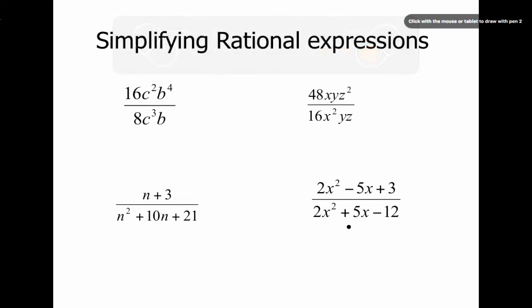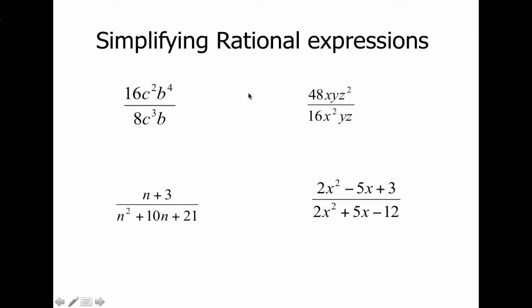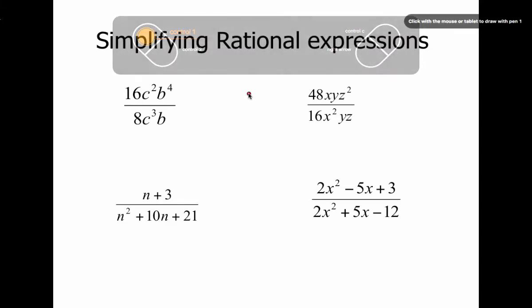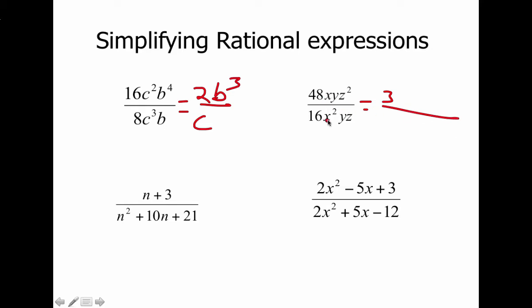Okay, let's just do a couple of these. If we look at the top now, 16 over 8, that's going to be a 2 on top. C squared on top, C cubed on the bottom, so a C on the bottom. 4 b's on top, 1 b on the bottom, I end up with 3 b's on top. This guy over here, 48 over 16, that's 3 on top. X and x squared, I have an x left over on the bottom.